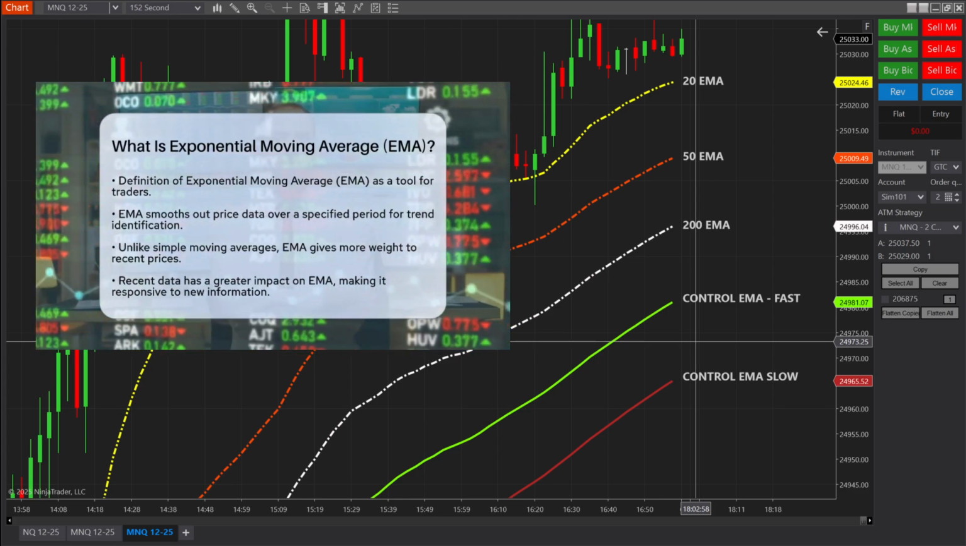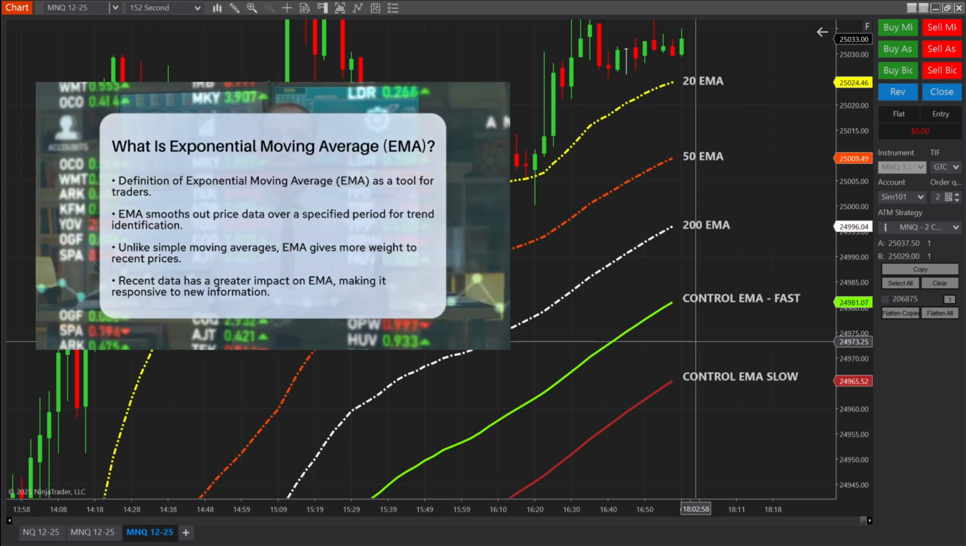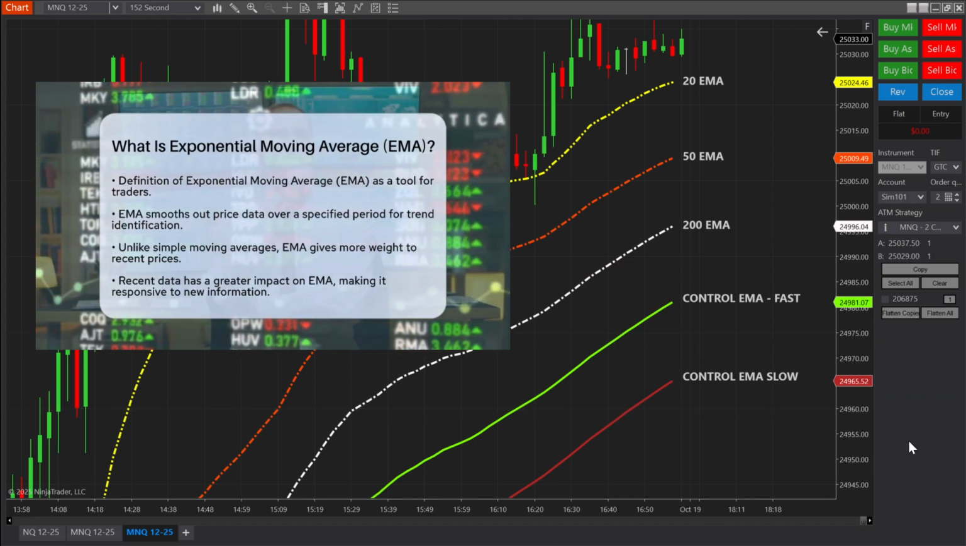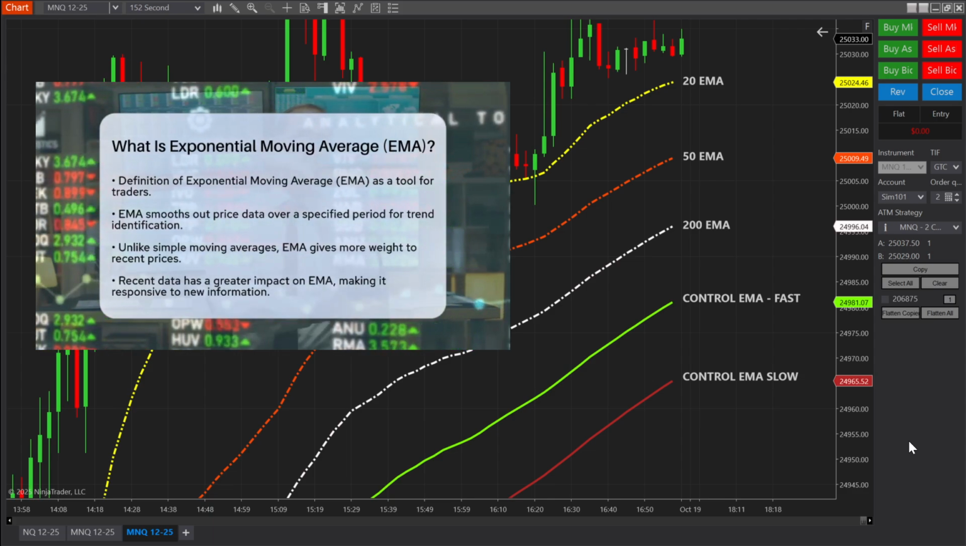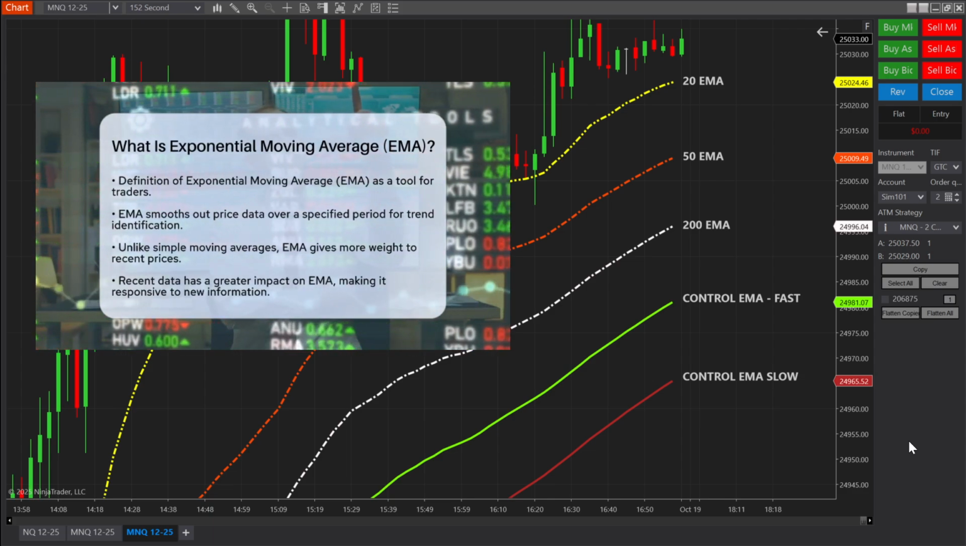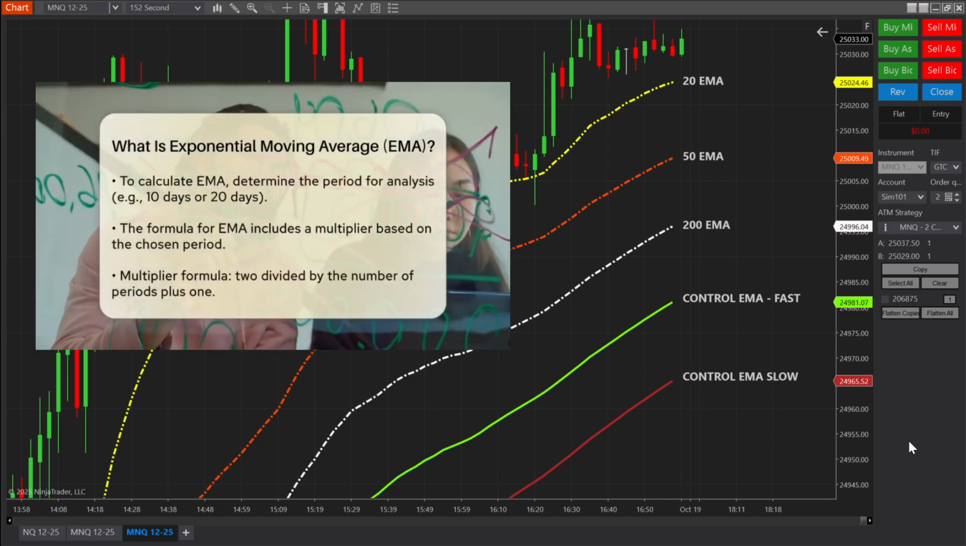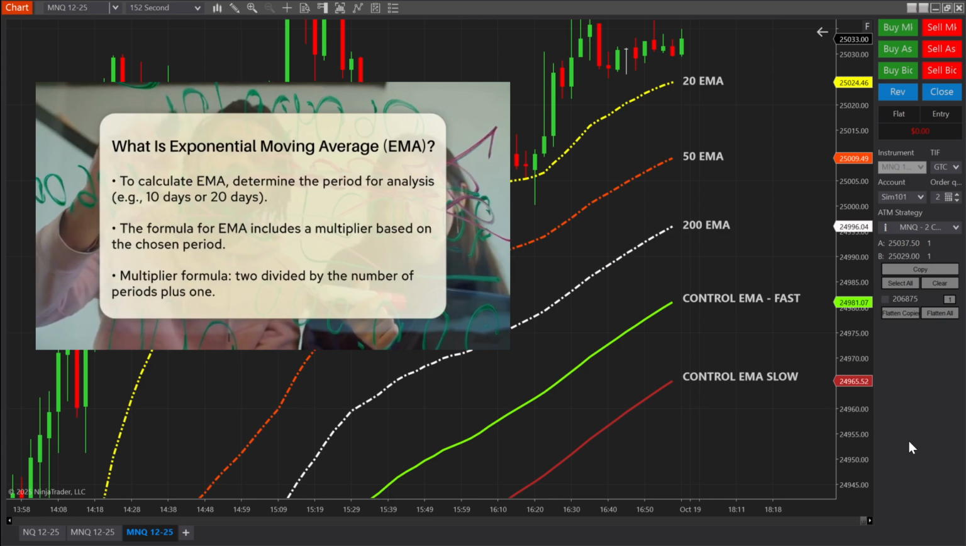Unlike a simple moving average, which gives equal weight to all data points, the exponential moving average places more emphasis on recent prices. This means that the most current data has a greater impact on the average, making it more responsive to new information. To calculate the exponential moving average, you need to determine the period you want to analyze, such as 10 days or 20 days. The formula involves taking the previous exponential moving average and applying a multiplier based on the chosen period.